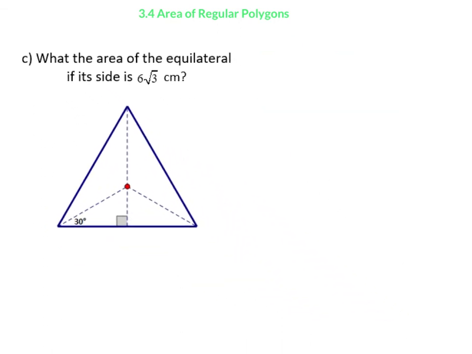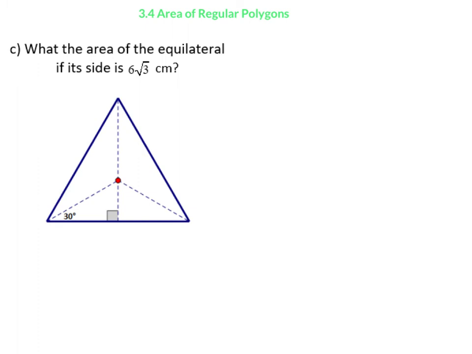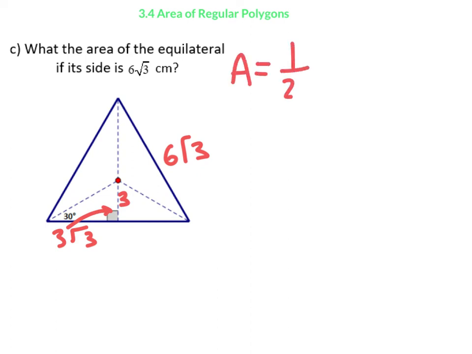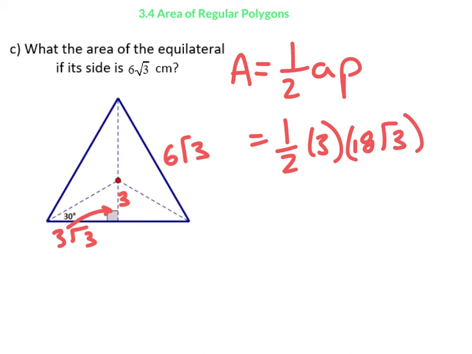The last one of this type says if the side is 6 root 3. Now if the side is 6 root 3, this little bit is 3 root 3. And when I divide by root 3, I get an apothem of 3. So I know that this is 1/2 the apothem times the perimeter. 1/2 the apothem is this. And my perimeter would be 6 root 3 plus 6 root 3 plus 6 root 3, which is 18 root 3.